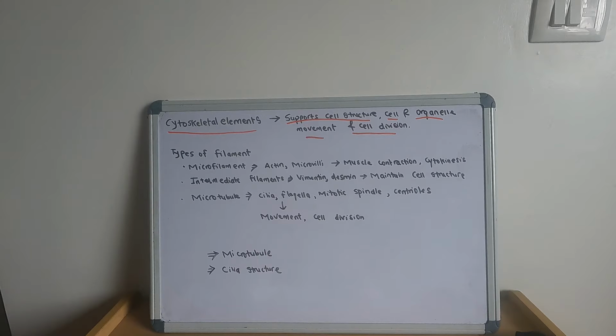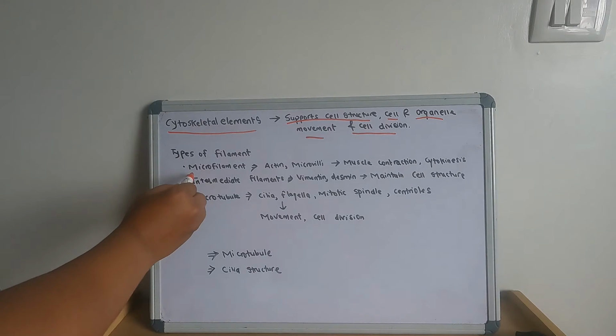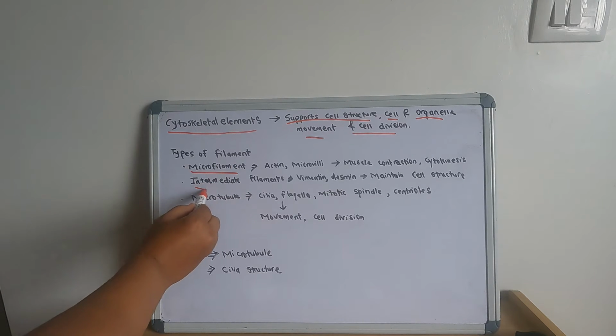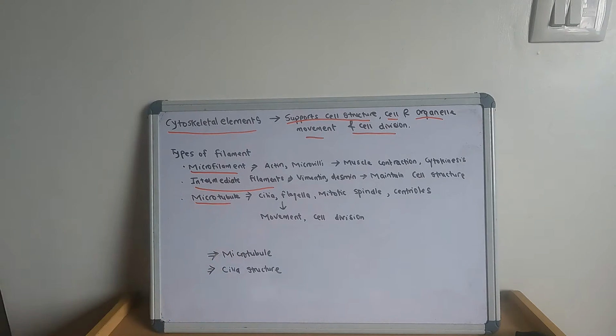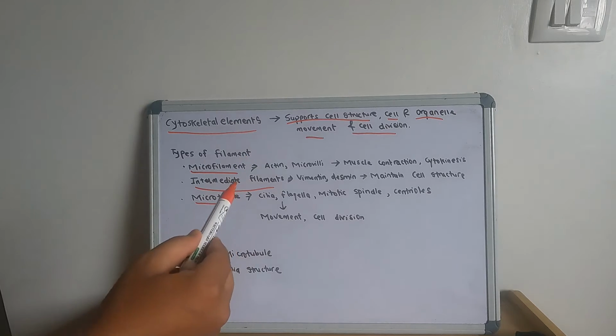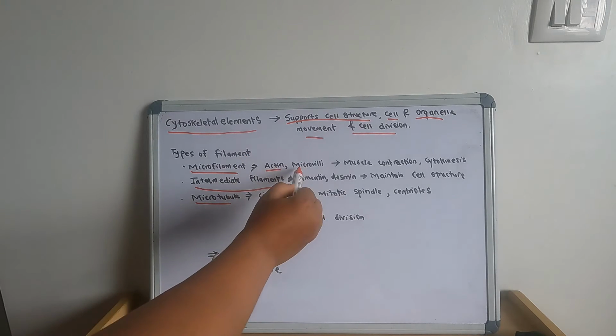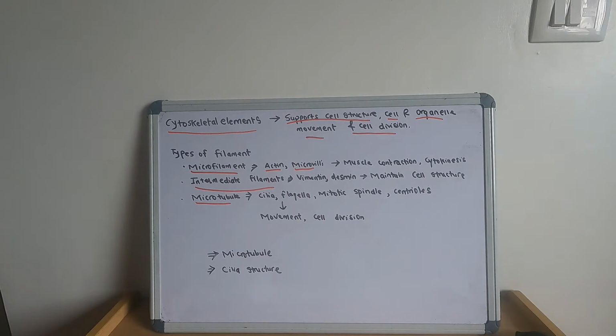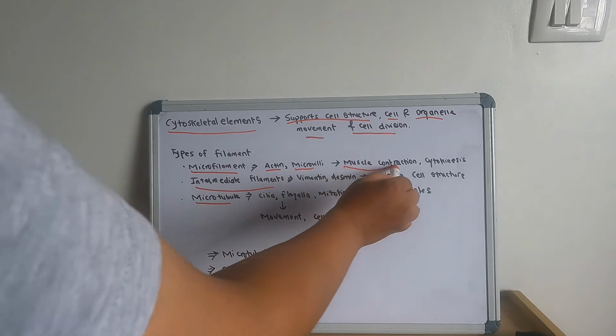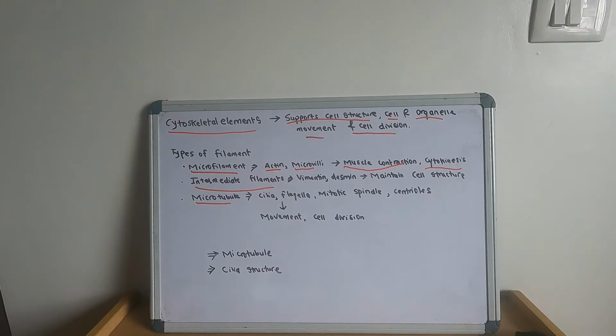There are mainly three types of filament, that are microfilament, intermediate filaments and microtubule. The microfilaments, the examples include actin and microvilli. They help in the muscle contraction and cytokinesis.